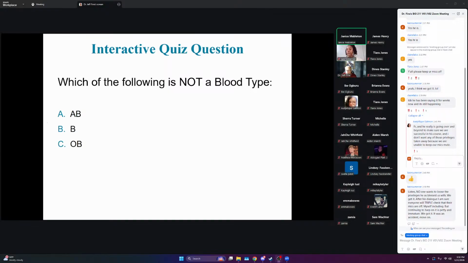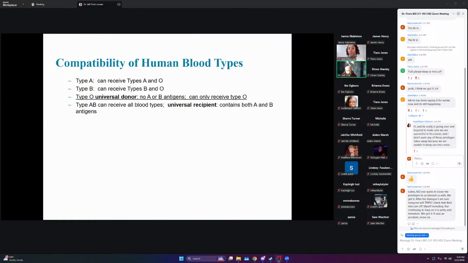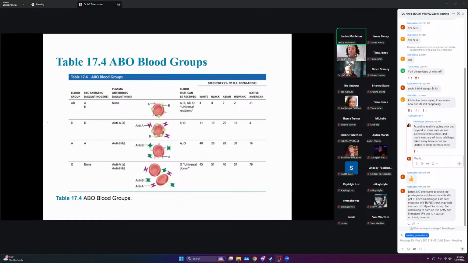I have a question. Yes. So if someone is O positive, and someone's in the hospital, for instance, and they need blood, can a person that is O negative give that person the blood as well? Yes. Okay. The positive and negative, that's a great question.